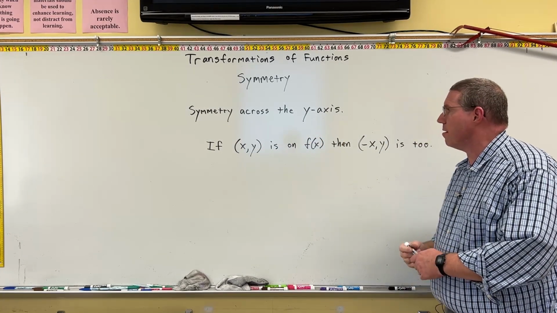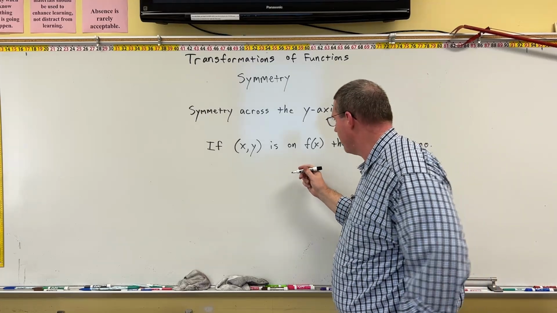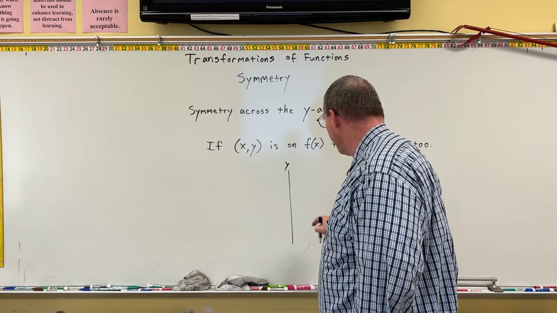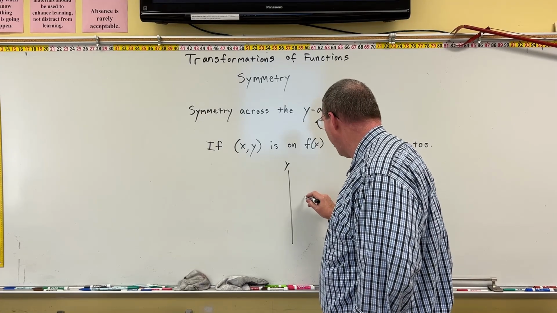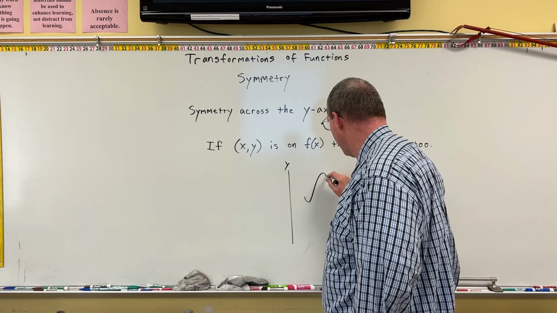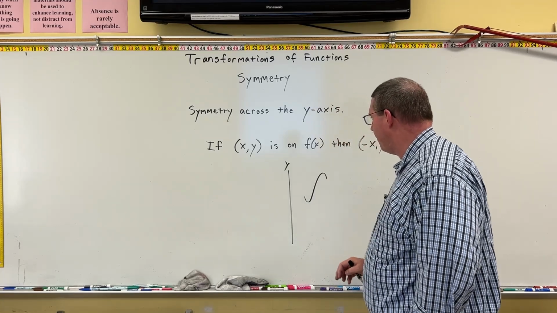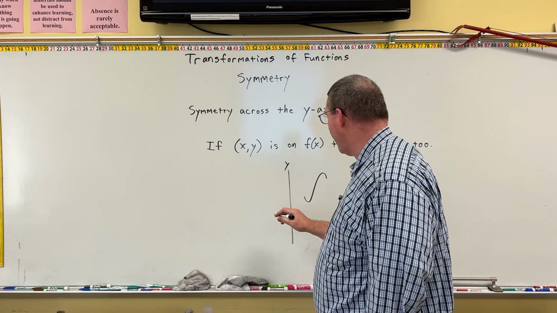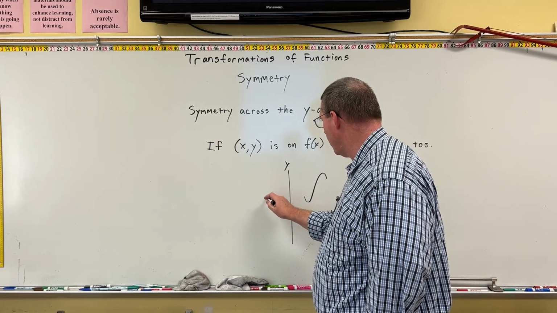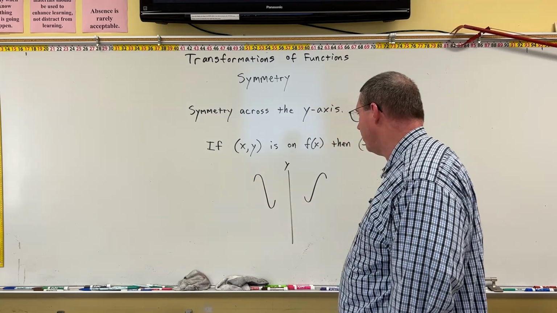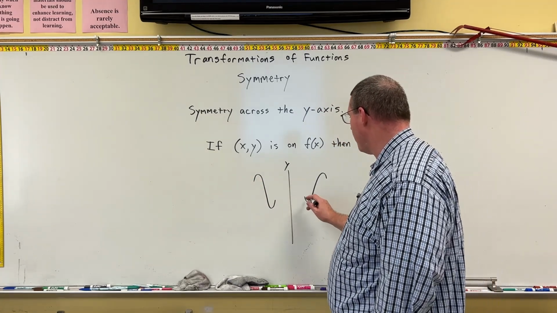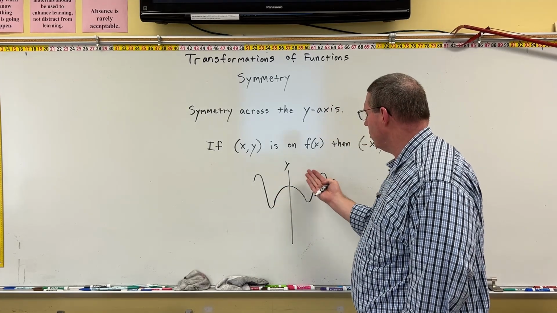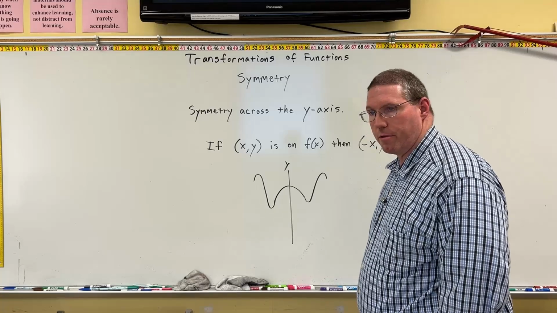So when we say symmetry across the y-axis, imagine a y-axis, right? And imagine some kind of shape on the right side of the y-axis, like something like this. And if this graph has symmetry across the y-axis, then we're going to see basically what we call a reflection on the other side. Oftentimes it meets up at the y-axis, and so we might see something like this. And it'll look the same on the right side as it does on the left side.